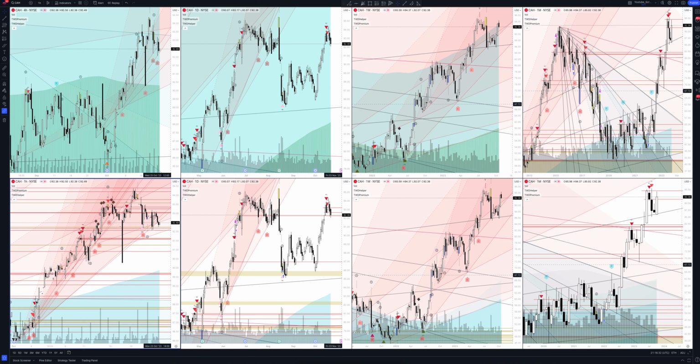Today we will take a look at Cardinal Health stock. Let's analyze the market situation and find out how you can make money on it. Let's start.